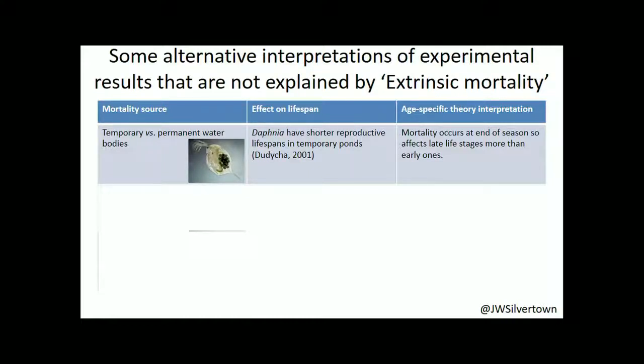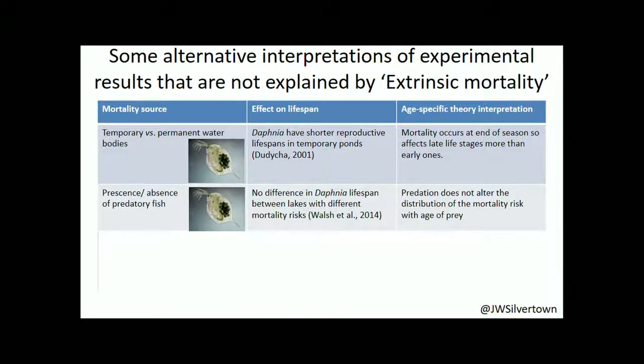So here's a study of Daphnia in water bodies. Some are temporary, some are permanent. And actually, sure enough, this would appear to agree with Williams. But actually, the chances are that, when a pond dries up, the mortality isn't being added to the population age non-specifically. It's actually affecting adults. It's affecting a particular cohort in the population. So it's actually not extrinsic mortality as defined by Williams at all.